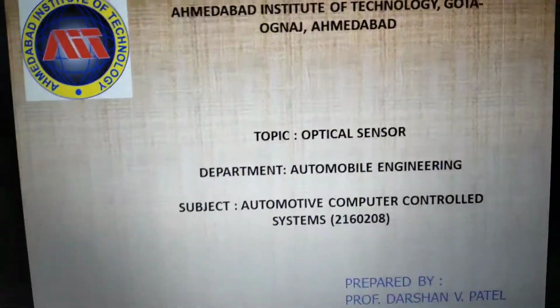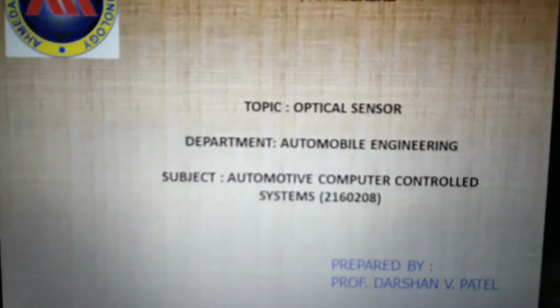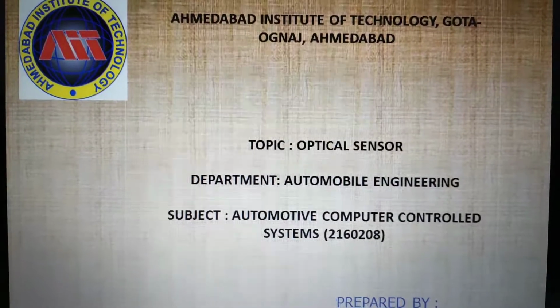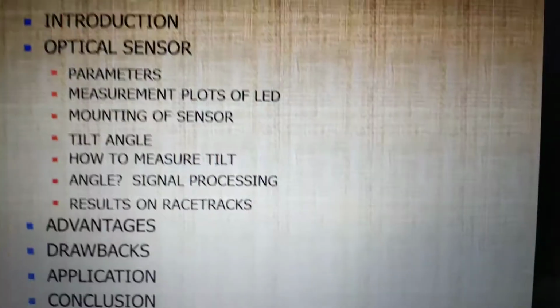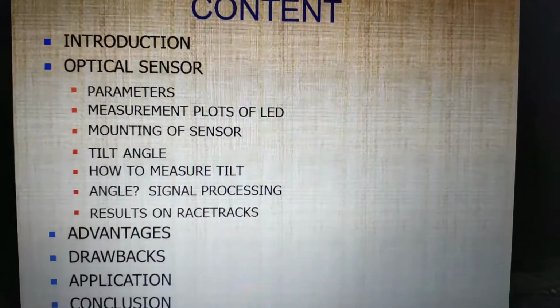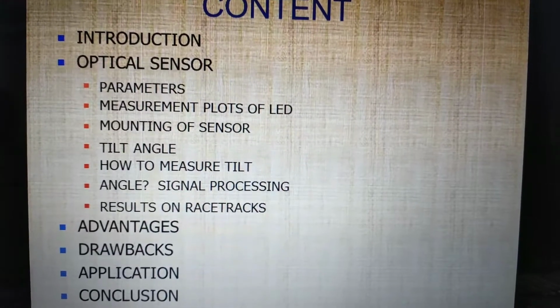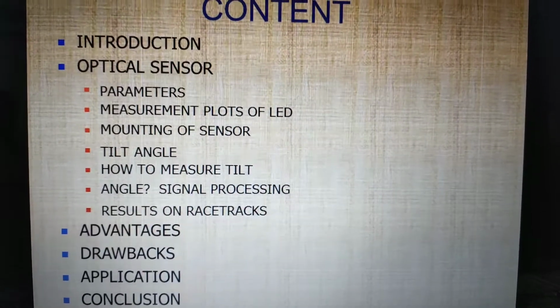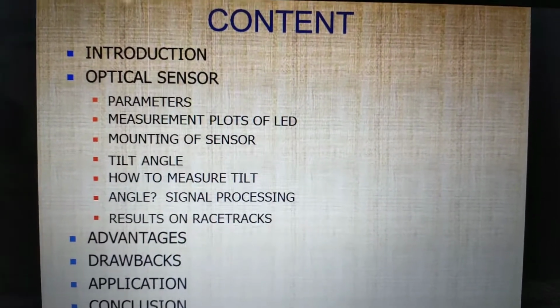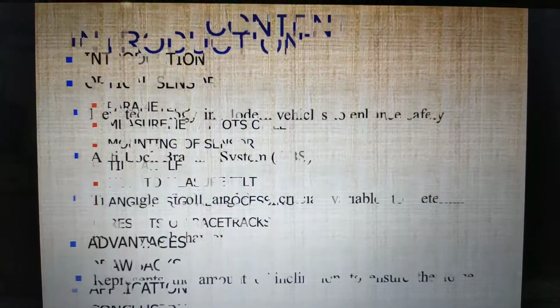Today we will study some important topics regarding the automobile engineering optical sensor. This optical sensor is a very important part of automotive computer control systems. We will see the different parameters regarding the optical sensor: measurement, tilt angle, advantage, disadvantage, drawbacks, application, how we can measure tilt angle, and the result obtained from this tilt angle measurement.